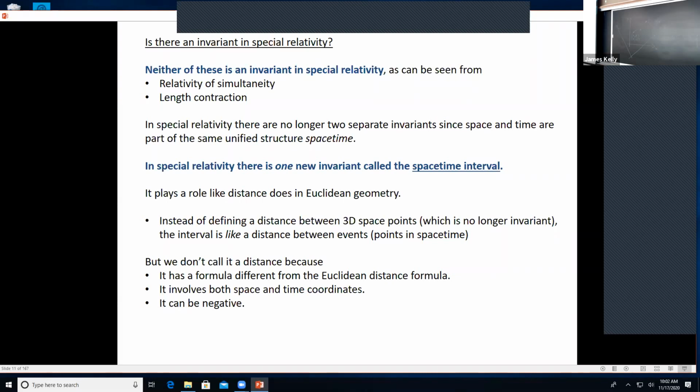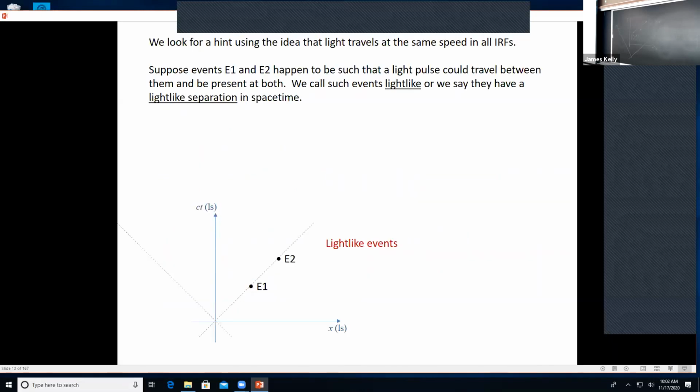to change the wording to an interval, and that's because, first of all, the formula is different than what we know to be the distance formula. That already has a name, so we're not going to call it the distance, we'll call it the interval. It involves both space and time coordinates, so that would be a little bit strange to call that a distance. But most importantly, this quantity we're going to calculate can be negative. And we don't normally think of a distance function as allowing negative or 0 quantities between genuinely different points, okay?